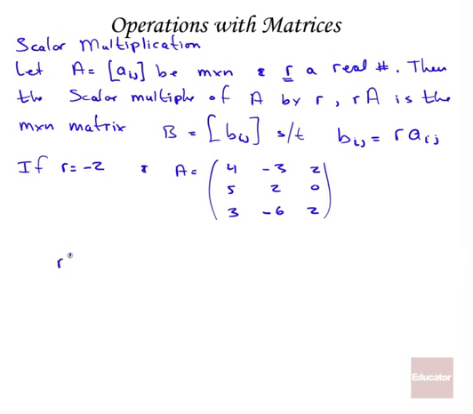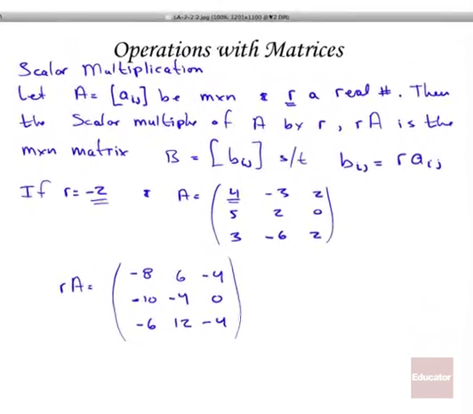Then RA is equal to, well, -2 times each entry. -2 times 4, we get -8. -2 times -3, 6. -2 times 2 is -4. -2 times 5 is -10. -2 times 2 is -4. -2 times 0 is 0. -2 times 3 is -6. -2 times -6 is +12. -2 times 2 is -4. This is our final matrix.